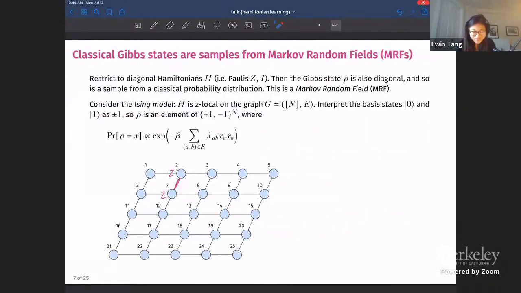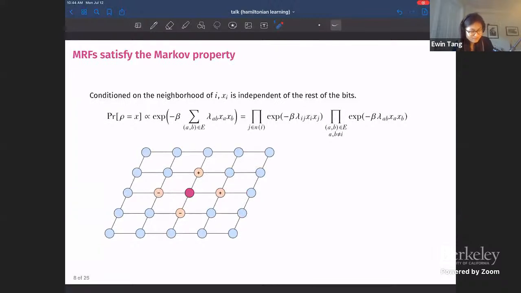As the name Markov random field might suggest, these Gibbs states satisfy something called the Markov property in the classical setting, which I've described here. The idea is that if we have some subset of the space, here it's just one qubit, and I condition on all of its neighbors, here I've just conditioned on these neighbors being +1 or -1. Upon doing so, the distribution decomposes so that the blue qubits here are independent of the qubit that we are looking at, this pink qubit here.